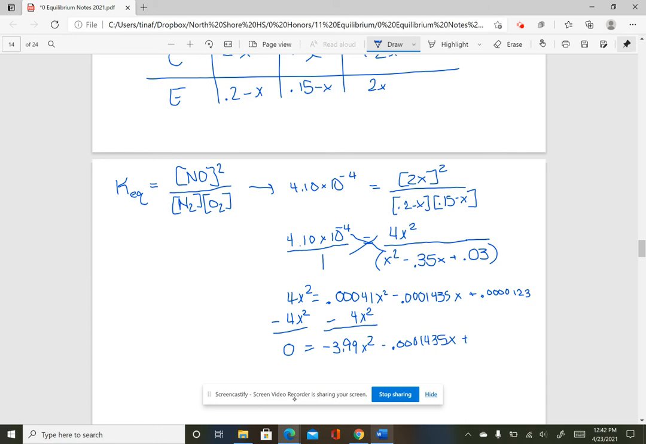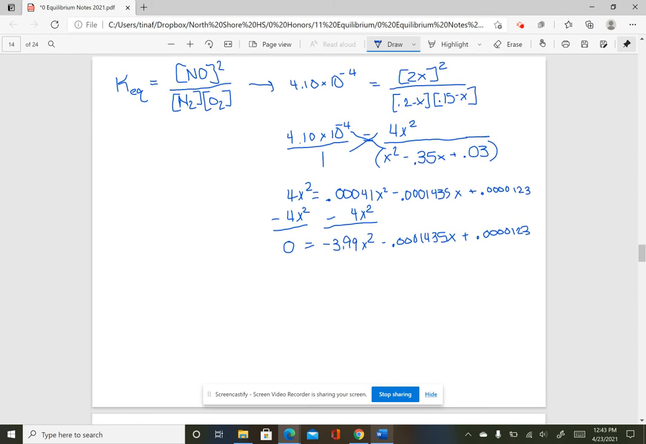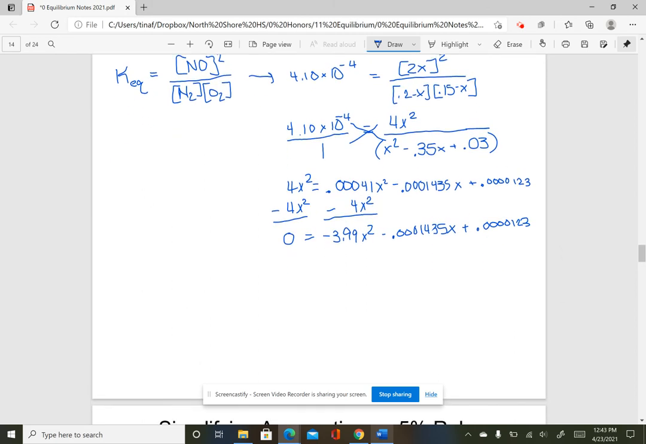And then I'm just going to copy everything else. 0.0001435x plus 0.0000123. Okay, so guys, at this point, I can figure out what x is by using the quadratic equation. I know that you guys must have learned a way to memorize this equation in math, and it's probably different than what I learned back in high school a billion years ago, but I'll say how I know it.